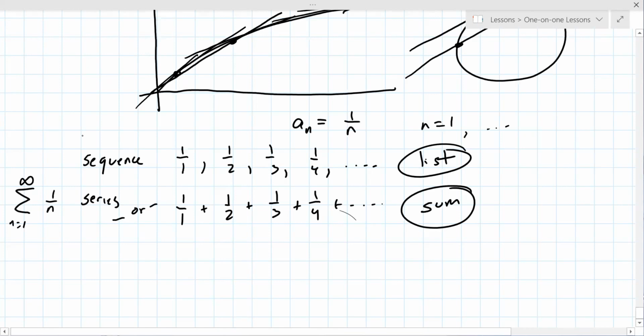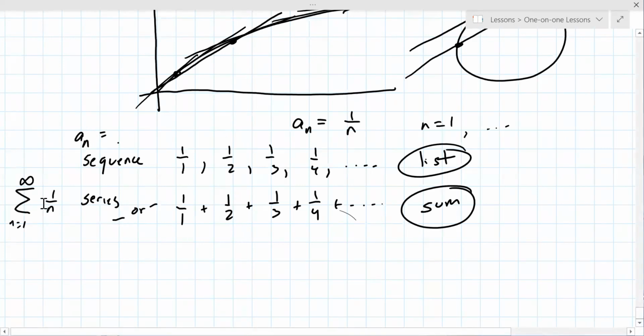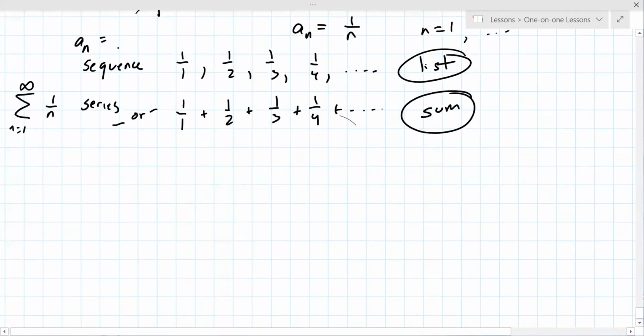And then the sequence is just a sub n. Okay, I understand this now. Sequence, list; series, sum. Sequence, list. Okay, I understand that. And then this is just a problem related to that: determine if the following series converge or diverge.